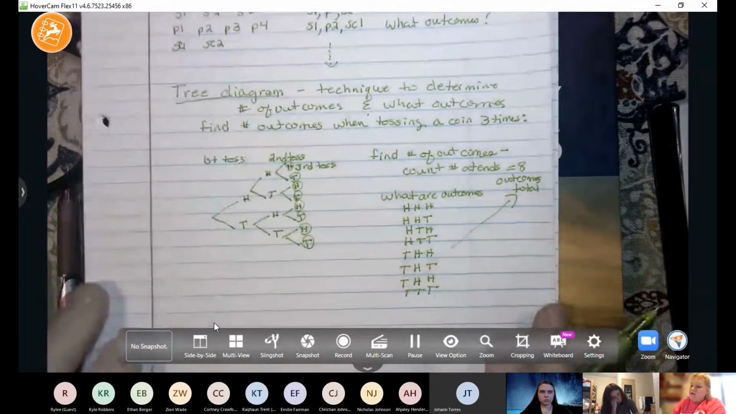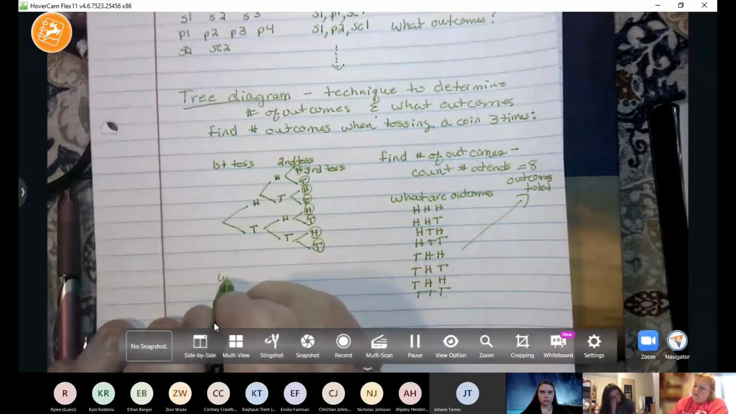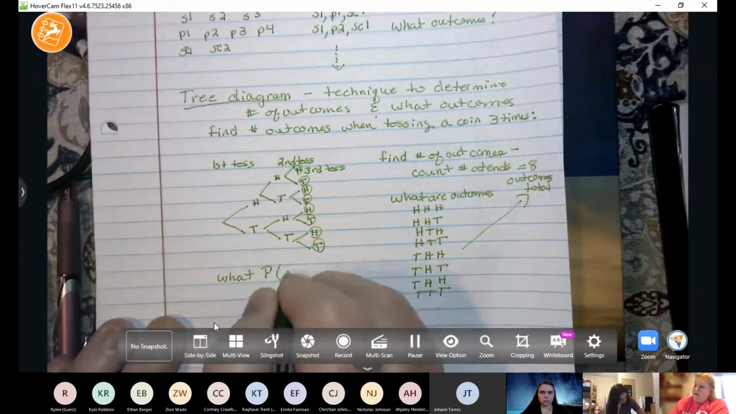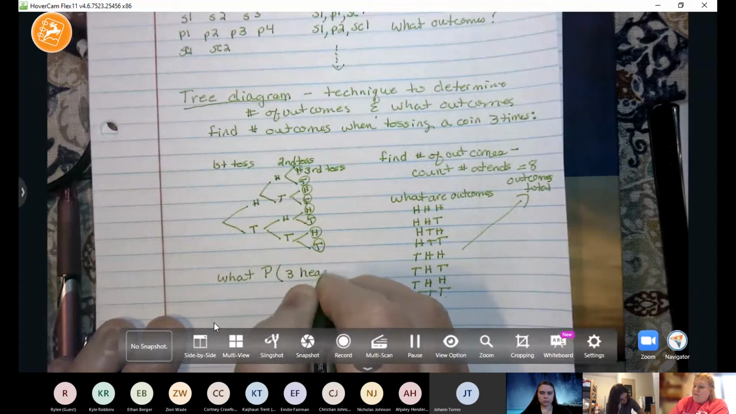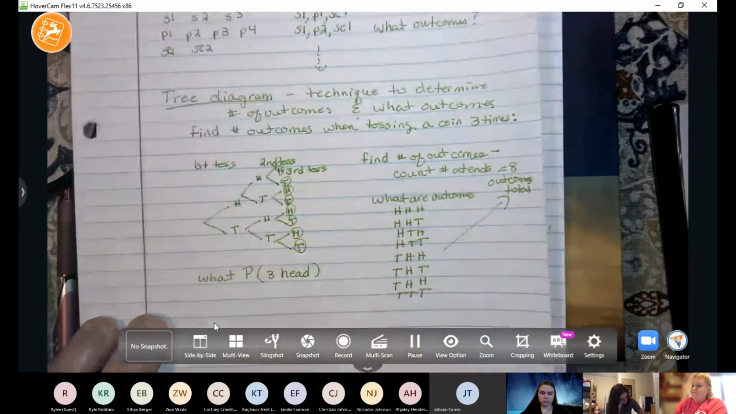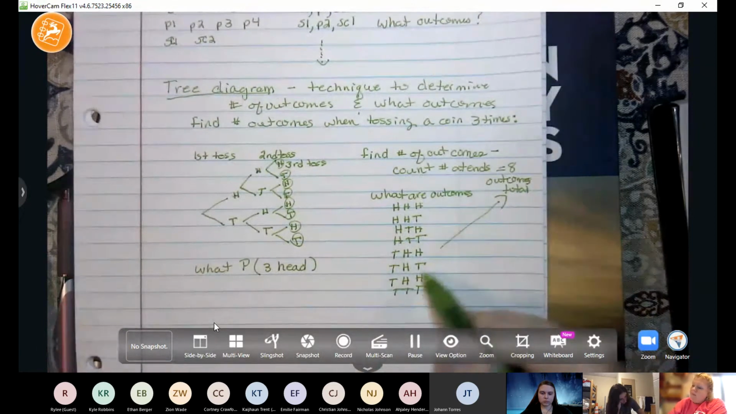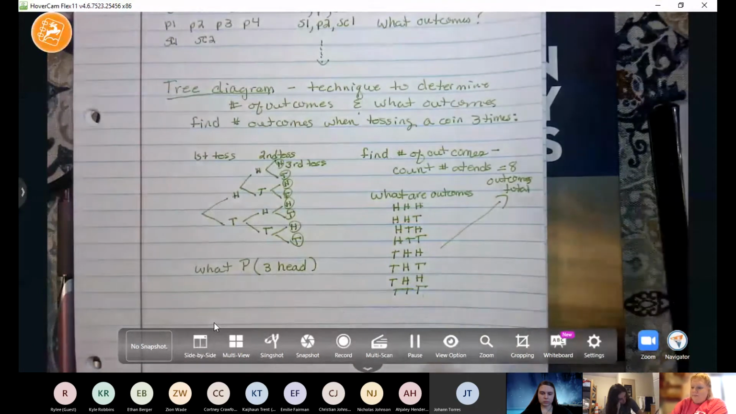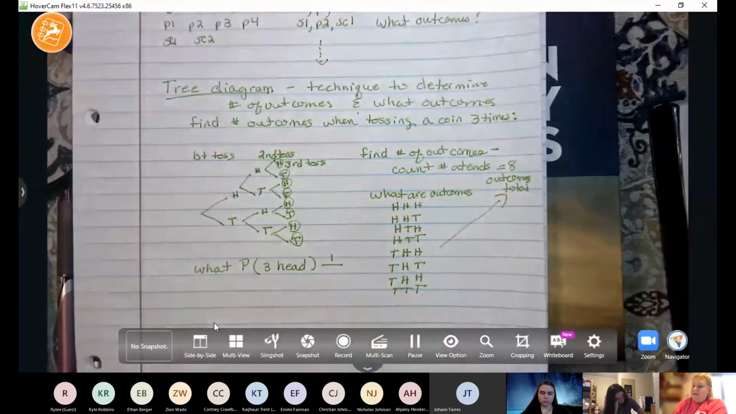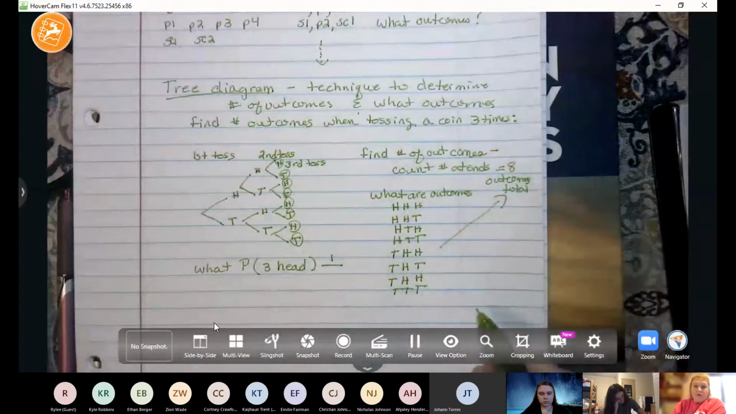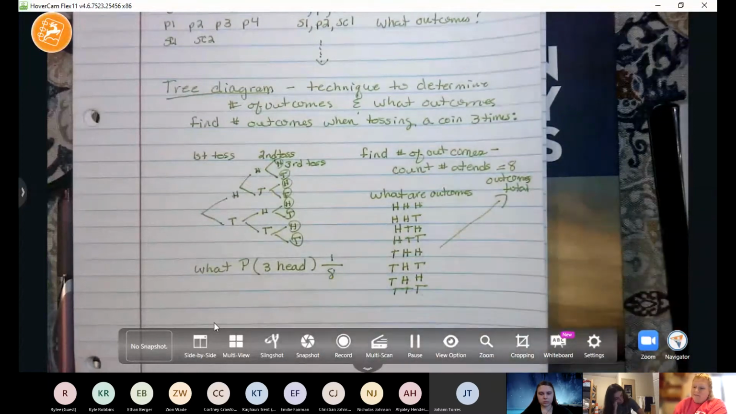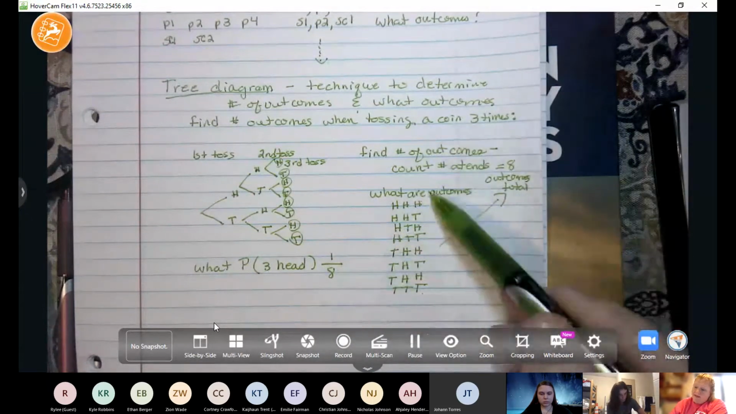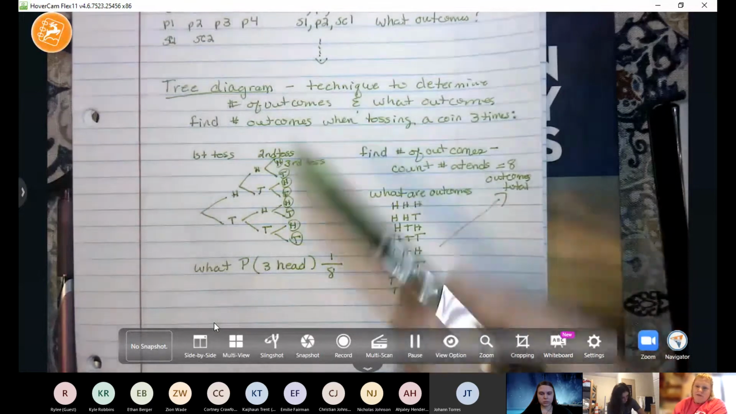So if my question was, what is the probability of 3 heads? When I look at all my possible outcomes, how many times did 3 heads occur? It occurred once. Out of how many total outcomes? 8. So that's how I can do my simple probability based on finding the sample space using my tree diagram.